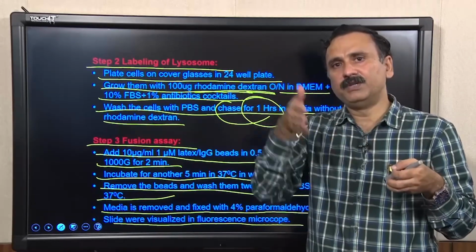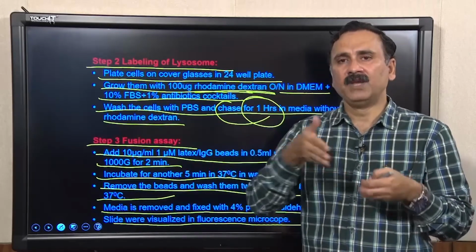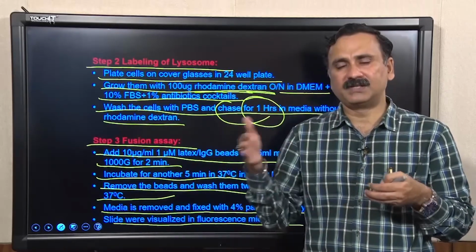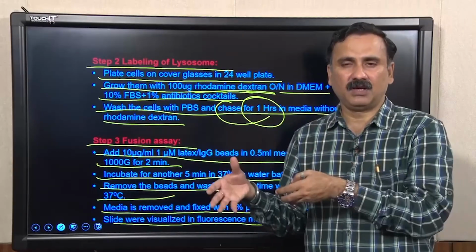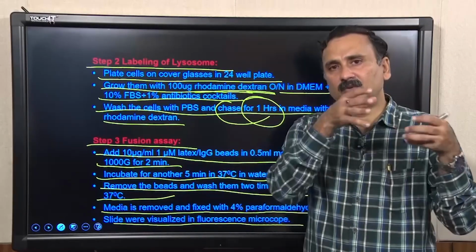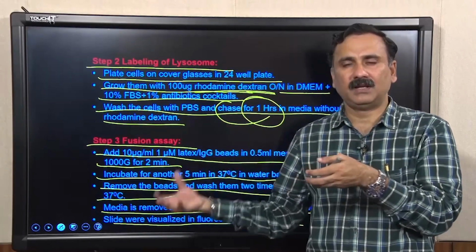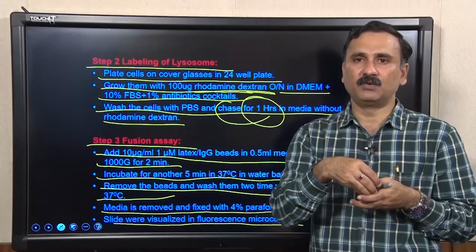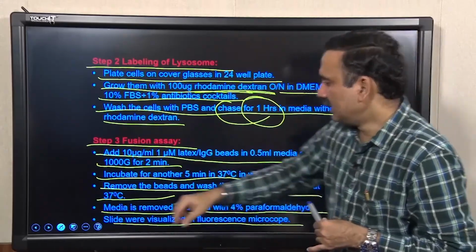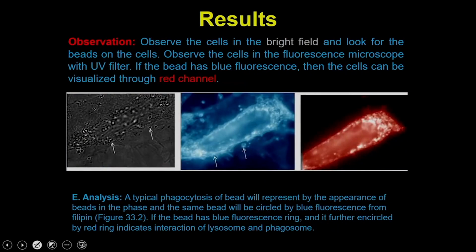And now what you can do is carry out these incubations for multiple time points, like 5 minutes, 10 minutes and up to 1 hour. In this process, the phagosome will meet the lysosomes, and the lysosomes are going to fuse with the phagosomes. So, what will happen when you visualize these cells under the microscope?